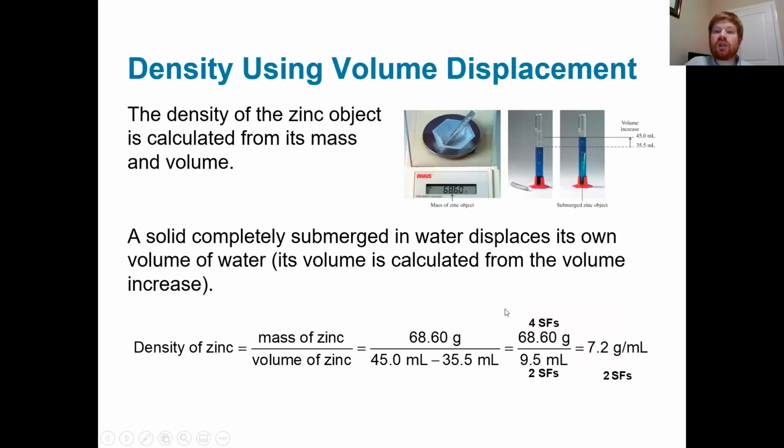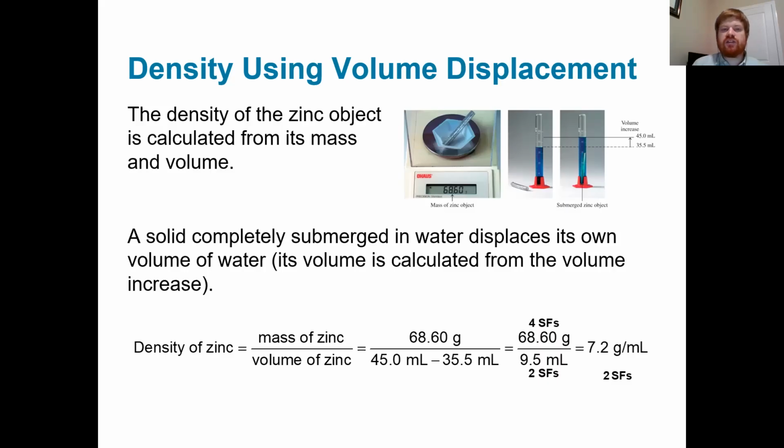Okay. Now, this is something that we're going to do in lab, so I'm not going to spend a lot of time on this, but one way that you can measure density is by using what's called volume displacement. Basically, if you take a solid and completely submerge it in water, it displaces its own volume of water. Now, this makes sense, right? If you've ever taken a bath, when you get into the bath, the water level rises, right? That's because the volume of you is displacing the volume of water up the bath. And if you get enough people in the bathtub, it's going to overflow, right? Or the hot tub, whatever it happens to be.